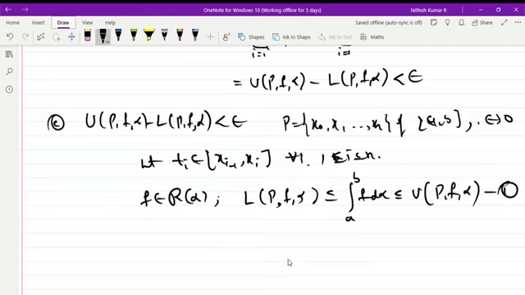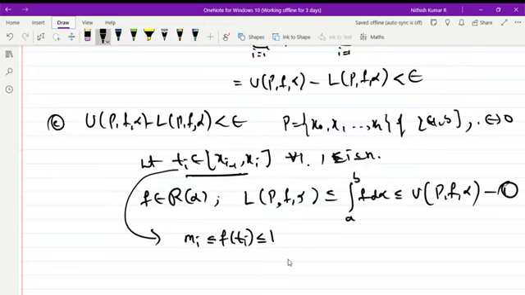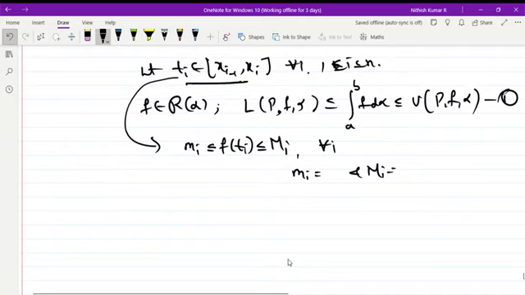Now since Ti is in [xi minus 1, xi], we can see that f of Ti lies between small mi and capital Mi for all i. And you know what small mi and capital Mi are. Small mi is nothing but the infimum of f of x in the interval [xi minus 1, xi], and capital Mi is nothing but the supremum of f of x in the interval [xi minus 1, xi].